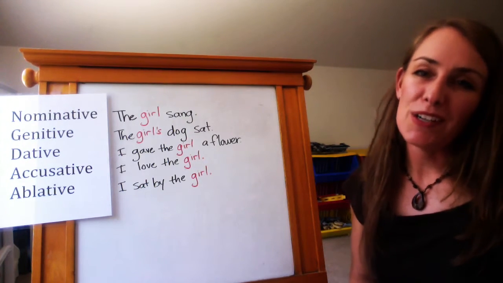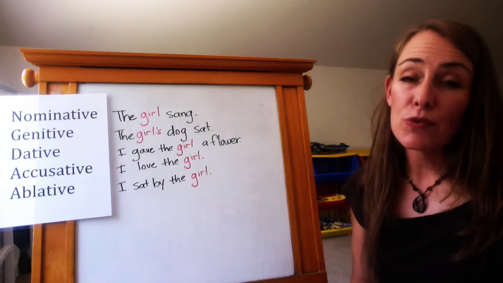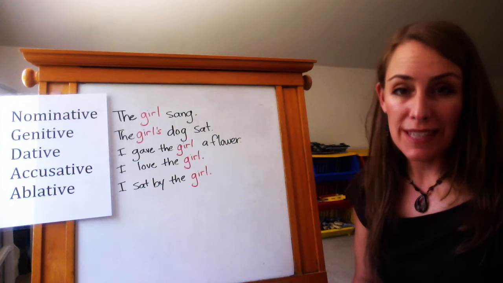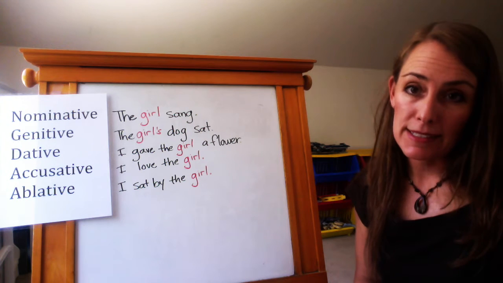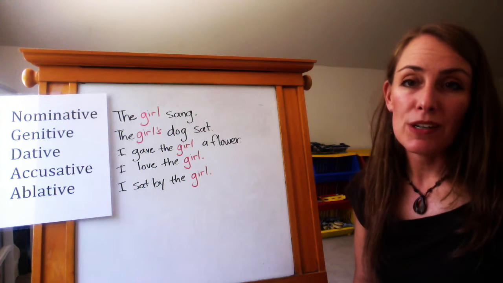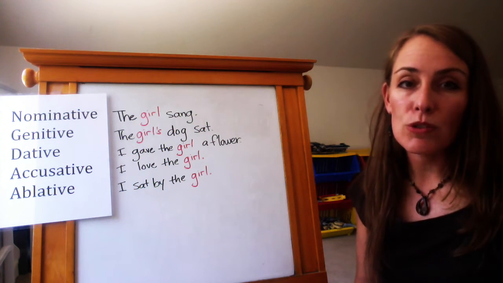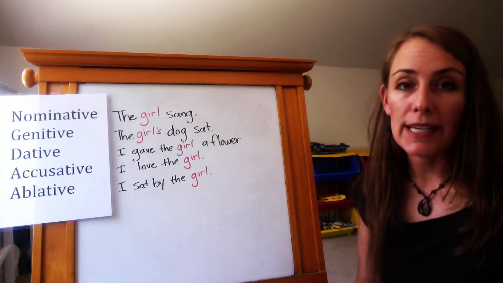Okay, we're back to talk about nouns. So just as verbs come with stems and endings, nouns also have stems and endings. First, we need to talk about the 5 cases or jobs that a noun can play in a sentence.